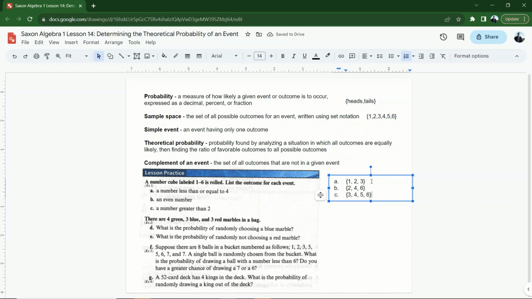Okay, so these are how you would write them. Notice I wrote all of these in set notation. It's important to use set notation when you're writing out these sorts of problems related to probability.